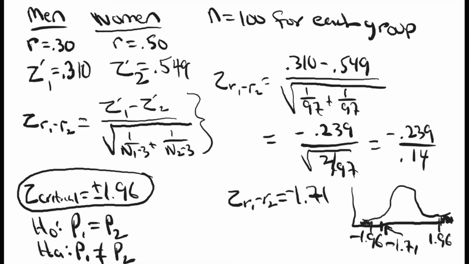So now we are ready to reach a conclusion. Because our observed z-value does not exceed our critical z-value, we retain the null hypothesis and conclude that these correlation coefficients are equal in the populations of men and women. There's no difference between the correlation coefficient of men and the correlation coefficient of women in the populations.